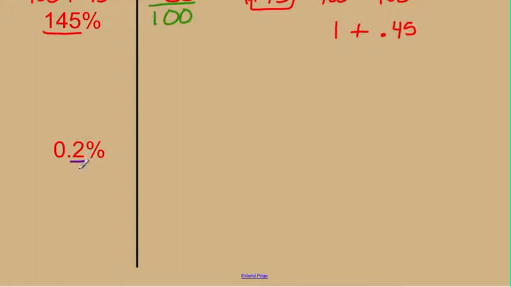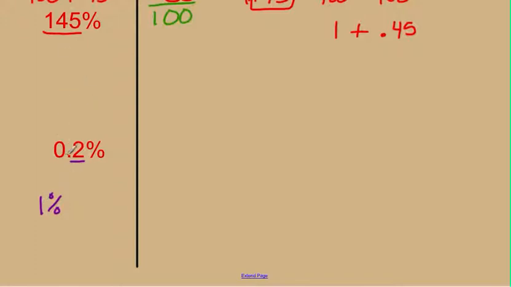2/10 of a percent. So think about having 1%. You have even less than that here. This is 2/10 of a percent. This is even less than 1%. It's pretty small. So let's figure out what that is as a decimal.